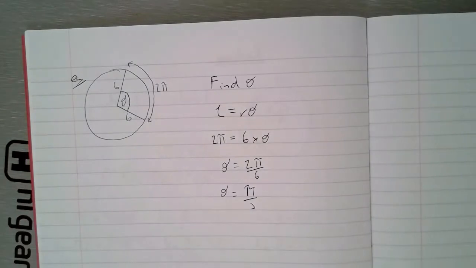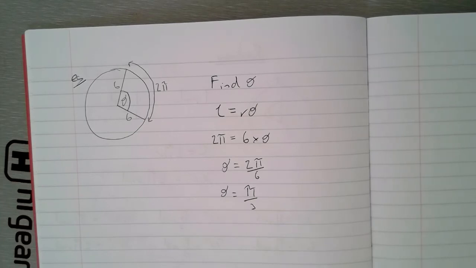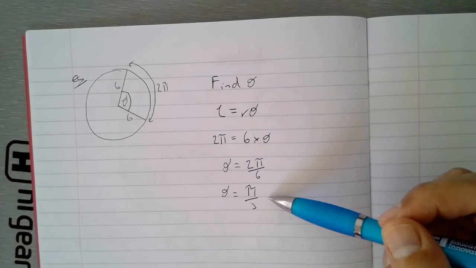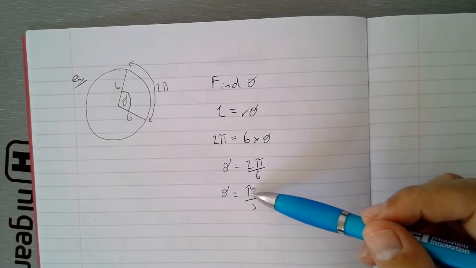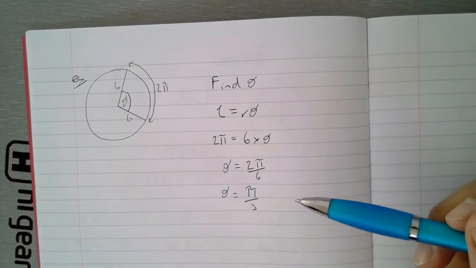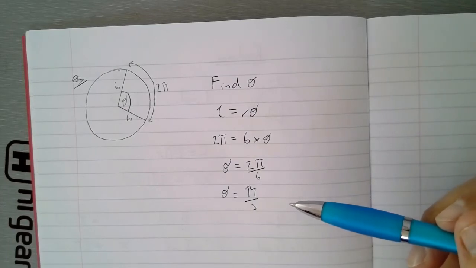Pi over 3. So a quick note on the fact that I haven't written the word rad or written a C anywhere. If your answer, or if the angle has got a pi in it, it is assumed that that is an angle measured in radians. So this would be assumed. I wouldn't have to write rad or C afterwards because of this pi here. The assumption is that this angle is measured in radians and not degrees.